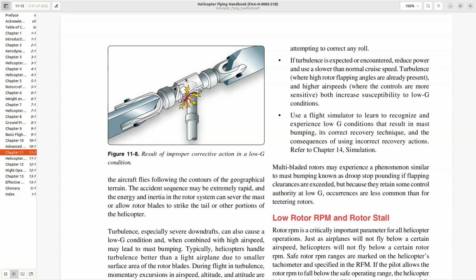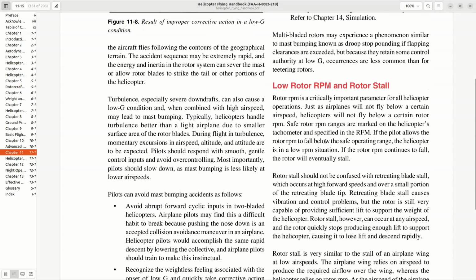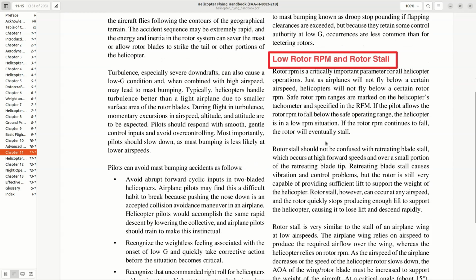I think if you ever learn to fly a gyroplane, if you're a Robinson pilot, you'd probably be one of the better ones, because with gyroplanes also, you don't want to shove forward on the cyclic. That leads to bad things in those as well. So that's mast bumping and low Gs. Other things: low rotor RPM and rotor stall. Your rotors aren't spinning fast enough. It can lead to the retreating blade stalling, and we talked about what kinds of things happen when that occurs.